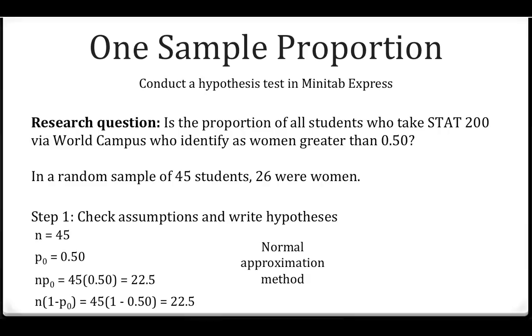The hypothesized value is 0.50, and we want to know if the population proportion is greater than this value. So we have a right-tailed test. This is going to be our alternative hypothesis because it contains greater than. Our null hypothesis will be that p equals 0.50.